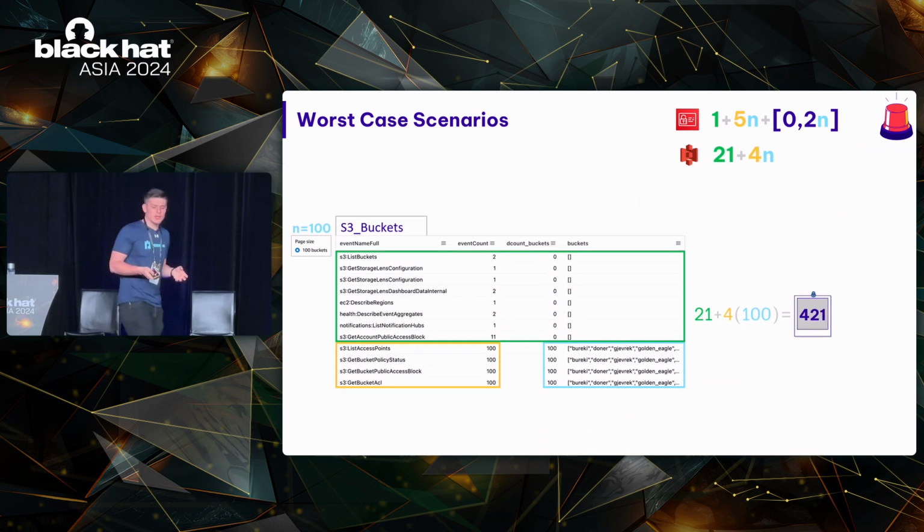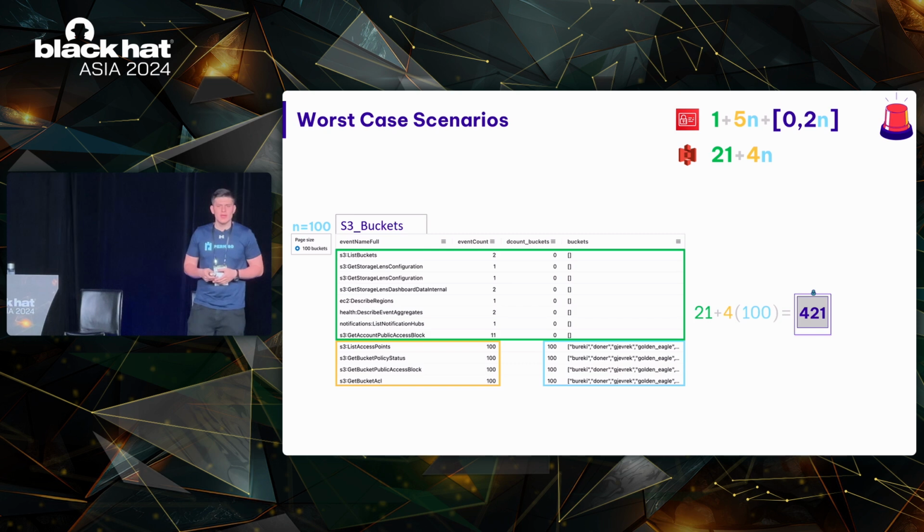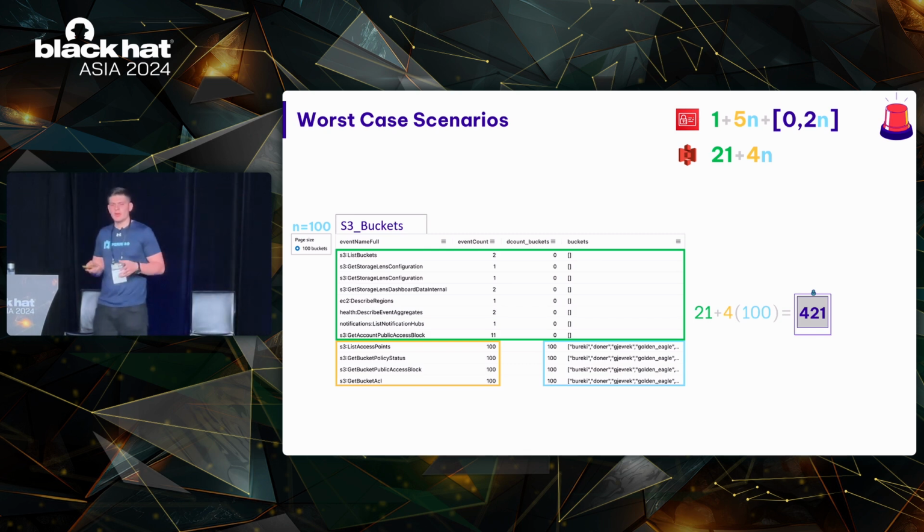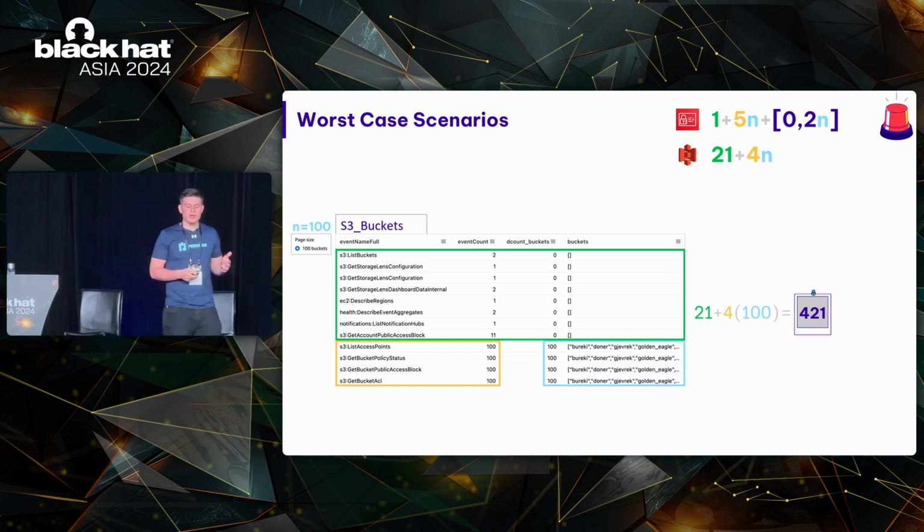We approached this with other services as well, and we have the S3 service here, where if we have 100 buckets available and list them, we get 421 events generated.